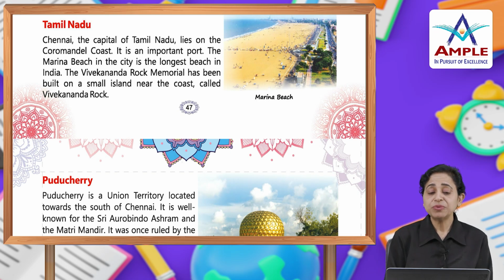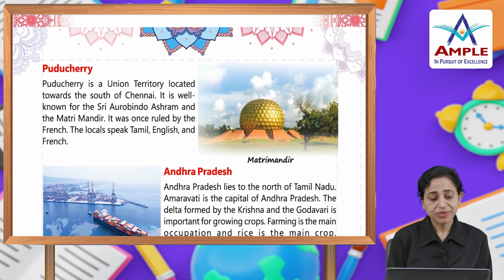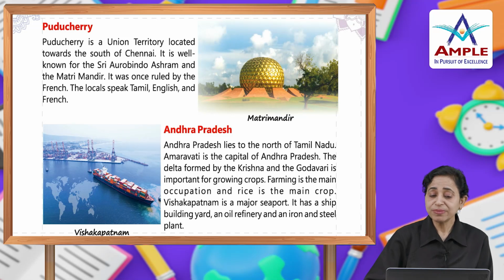It is an important port, and the Marina Beach in the city is the longest beach in India. The Vivekananda Rock Memorial has been built on a small island near the coast called Vivekananda Rock. Puducherry, let's talk about this. It's a union territory located towards the south of Chennai.